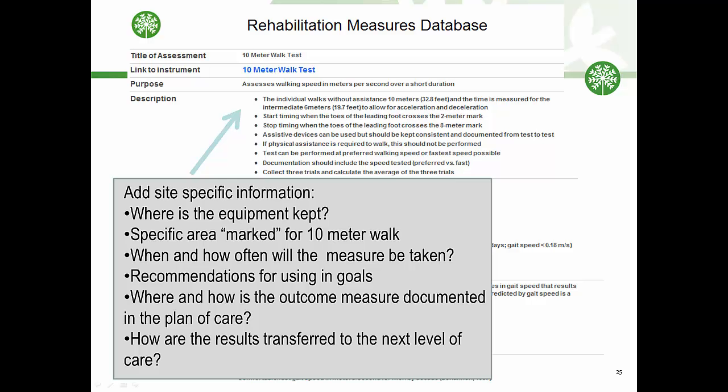In addition, site-specific information could also be added, including where the equipment is kept, where the specific testing area is, and how the information gained can be appropriately used in goal writing and documentation on various patients. As a student, you could work with your clinical instructor to determine how to best adopt these summaries. They could be combined into a binder as a resource for the staff. Additionally, you could do an in-service on how to interpret the information included.